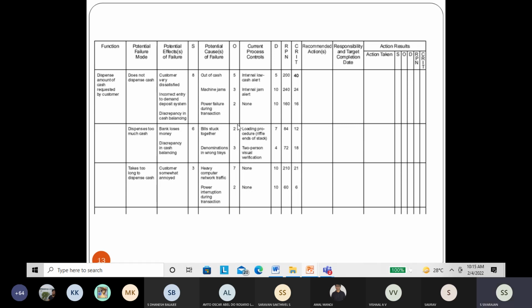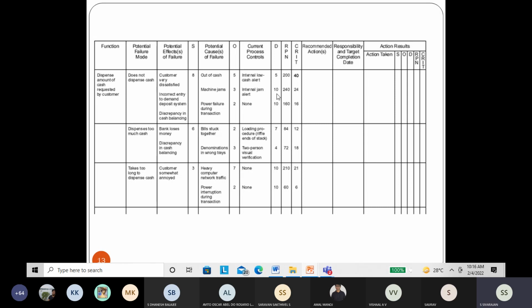Whereas in this case, 7 means frequently occurring. Heavy computer network traffic, because you know about ATMs, we know the problems. This time we were not able to file the income tax because of the server; you can ask many people, income tax filing was very difficult. So network traffic, 7 means it is frequently occurring.